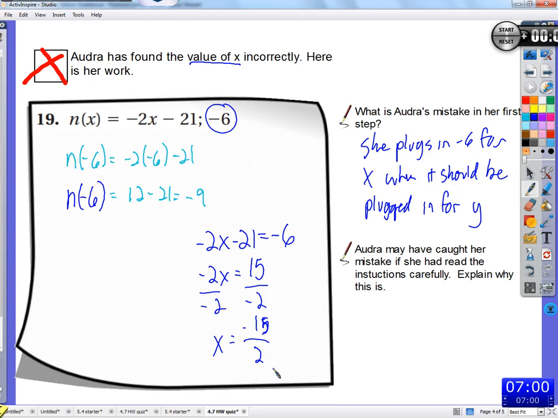The thing that she mistakenly does is think that negative 6 is supposed to be x, when it says the value of the function is negative 6, and the value of the function is the same as y.